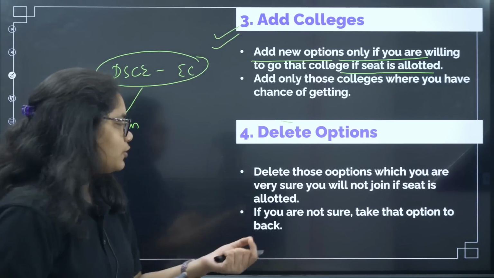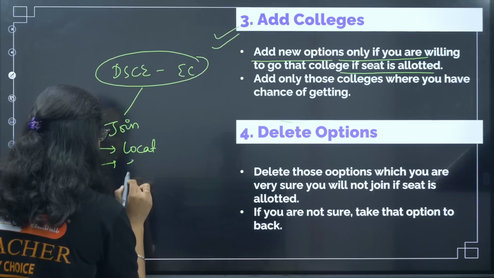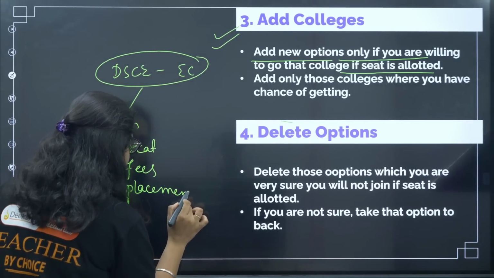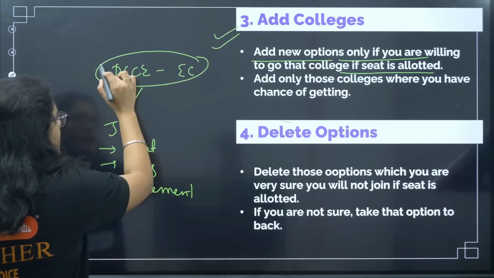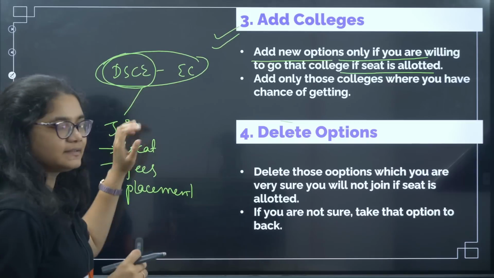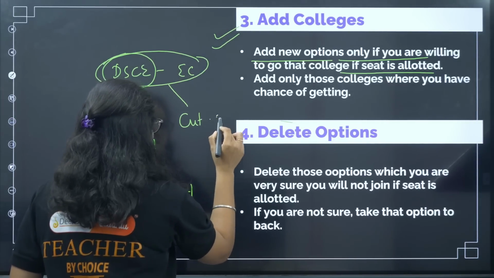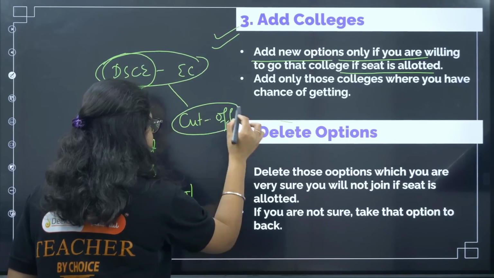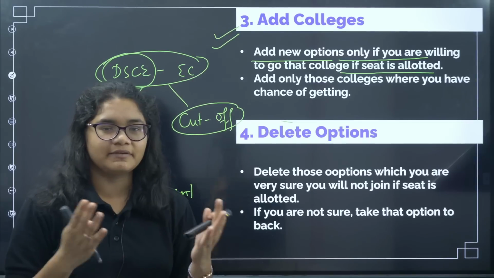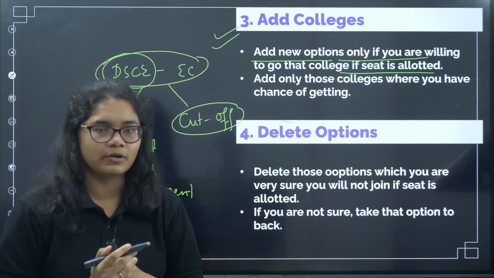So whether you will join or not will depend on different factors like the location of the college, fees of the college, the placement rate. So just check all these factors about this particular college and then decide whether, if you get a seat, you will go or not. Second thing, check the cutoff. Suppose if your rank is 10,000, the cutoff must be somewhere around 7,000, 8,000. If it is there, you can probably think about that college, okay.